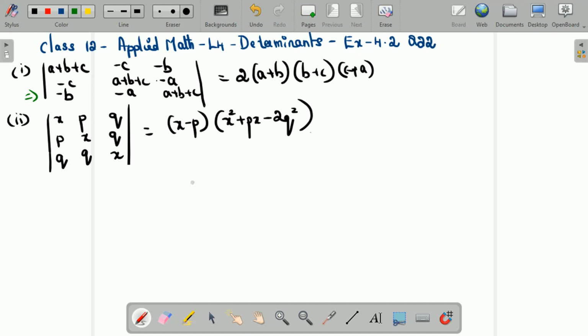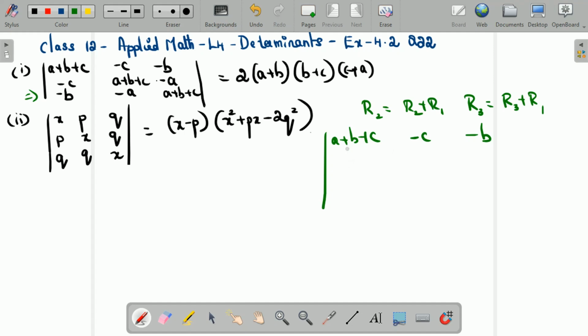So first we will start with the transformations. R2 is equal to R2 plus R1, and simultaneously R3 is equal to R3 plus R1. So let's make this transformation happen. The first row will be a plus b plus c, minus c, minus b. As far as the second row, you're adding it to the first row. So a plus b plus c minus c is a plus b. Here again a plus b plus c minus c, so this is another a plus b. Here it is minus a minus b, so it is minus of (a plus b).